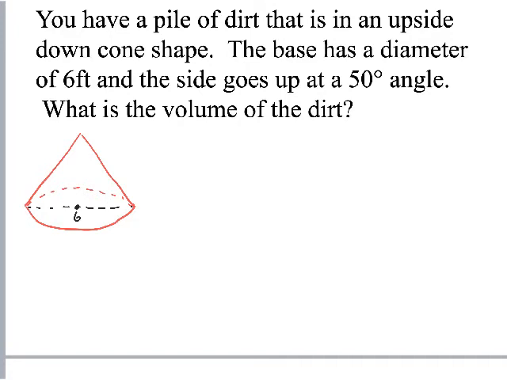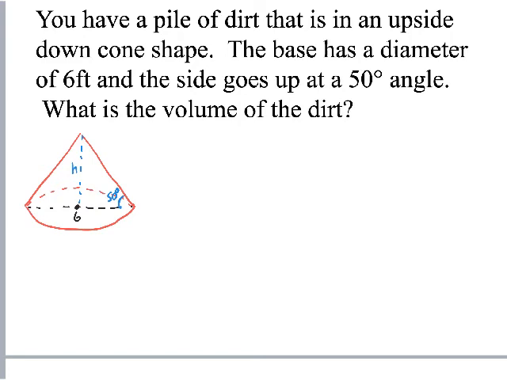It says there's a 50-degree angle. Well, if I draw up, isn't that my height? That's going to be important. And isn't this my 50-degree angle right here? Your diameter is 6. We're going to need this height because we want volume. Volume of a cone is base times height divided by 3, and the base is pi r squared. So we're going to need this height. How do we get that height?